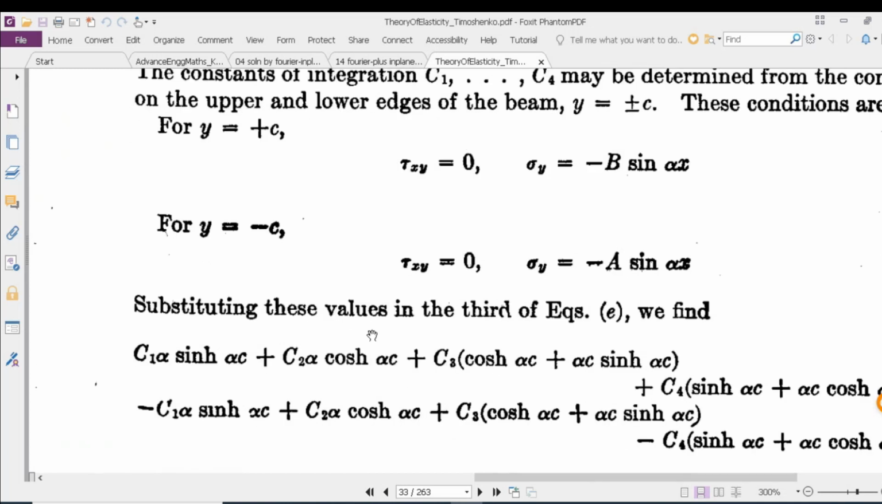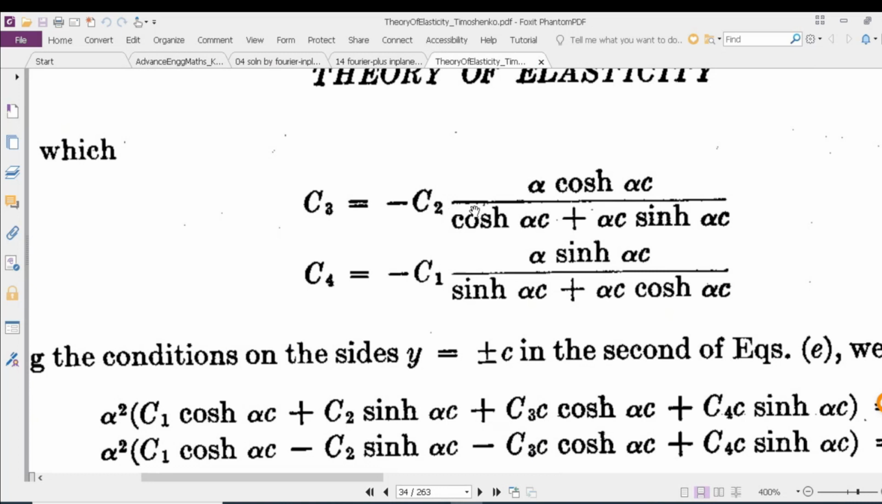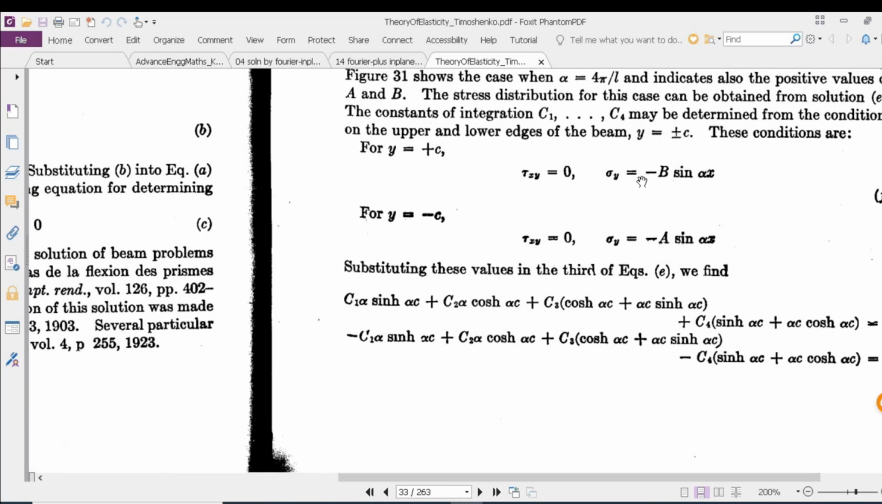Now these values can be substituted in this equation. We can get c3 equal to minus c2 times alpha cos hyperbolic alpha c divided by cos hyperbolic alpha c plus alpha c sine hyperbolic alpha c, and c4 equal to minus c1 alpha sine hyperbolic alpha c divided by sine hyperbolic alpha c plus alpha c cos hyperbolic alpha c. Now we can write this second condition, which is sigma y is equal to minus b sine alpha x and sigma y is equal to minus a sine alpha x.